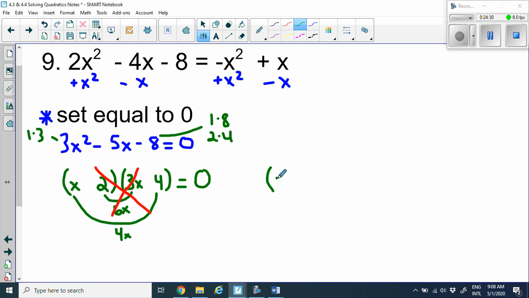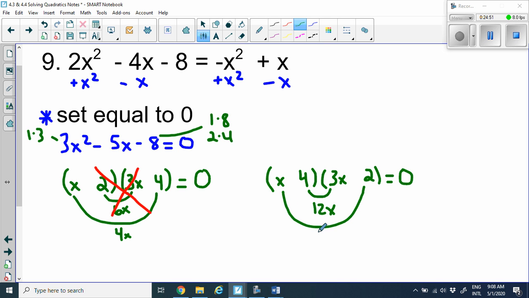So I'm going to have x and 4, and 3x and 2. Remember, you always have to try each combination to see if it works. So I do 4 times 3x, that gives me 12x, and x times 2, that gives me 2x. Well, if I added or subtracted 12x and 2x, that would never get me to the negative 5x. So this doesn't work as well. Okay, so that means 2 and 4 does not work.